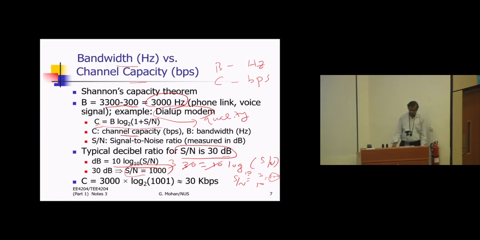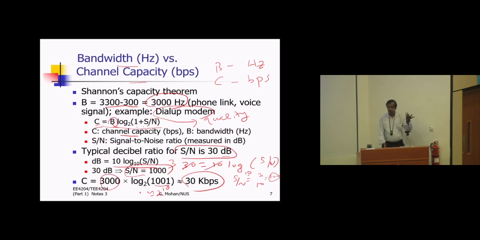Okay, so now use this formula here. B is the bandwidth, 3000 hertz. Log 2, 1 plus S over n. S over n is 1000, so 1 plus S over n is 1001. But it is base 2. 1001 is approximately equal to 2 raised to the power 10, because 2 raised to the power 10 is 1024. We are just making an approximate calculation for a quick result. So log base 2 of 2 raised to the power 10 is 10, and 10 times 3000 is 30K. So the dial-up modem capacity is 30K.